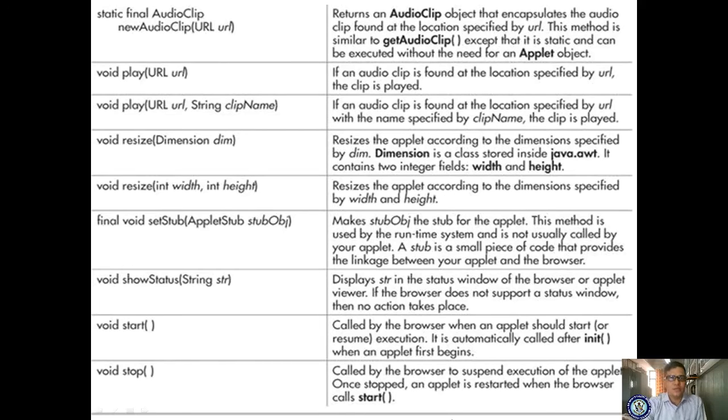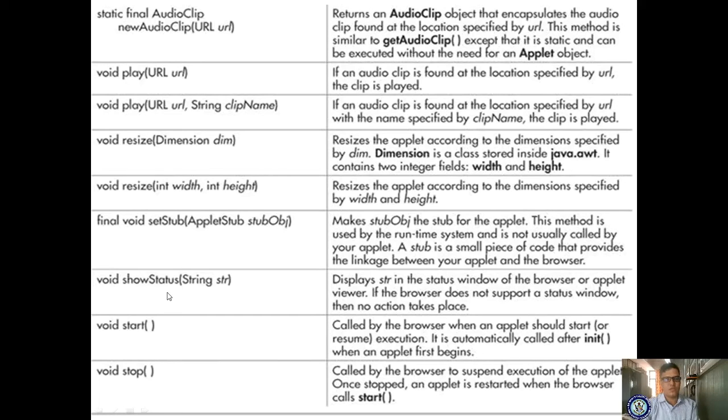And next, here the final AudioClip is there. You can play the clip using play(URL, clipName), and resize, you can resize your window. So the resize method is important. By using this resize method, you are specifying the Dimension, a class inside java.awt, and it is used to resize the window. It uses two fields, that is width and height. So here it is clearly mentioned void resize(int width, int height). You can go through this.